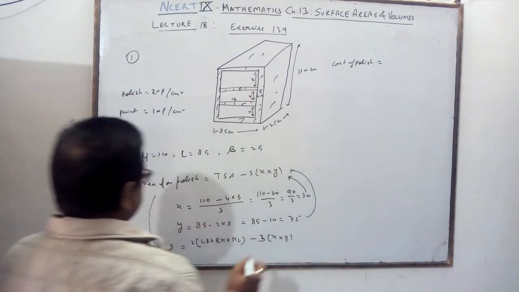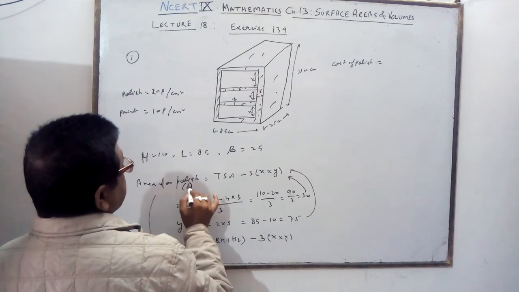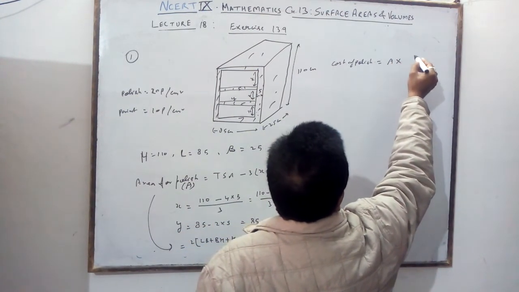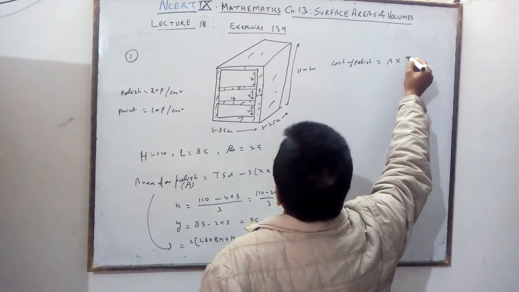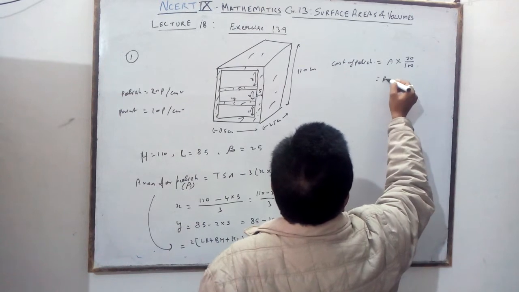What is the area of polish you are calculating? Suppose it is A. So A multiplied by the polish rate, 20 paise, so 20 upon 100 you change, and you will get it in rupees.